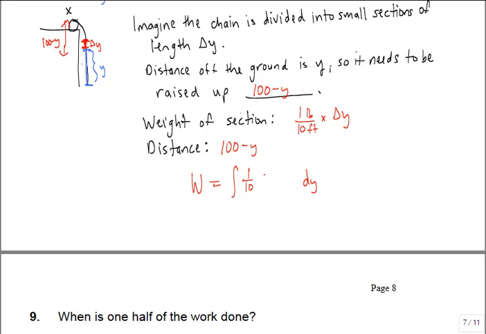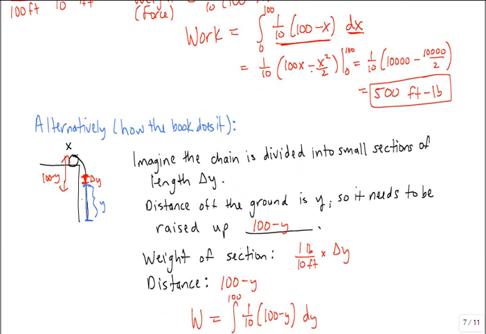Okay, so then our work would be this weight, which is just 1/10, and that delta y becomes our dy, times our distance that it needs to travel, and that little section of chain needs to travel 100 minus y feet. And then the bounds on this, again, y needs to go from 0 length of chain all the way up to 100, so my bounds would be 0 to 100. So it's exactly the same integral that I got up here, just thinking about it in a slightly different way.